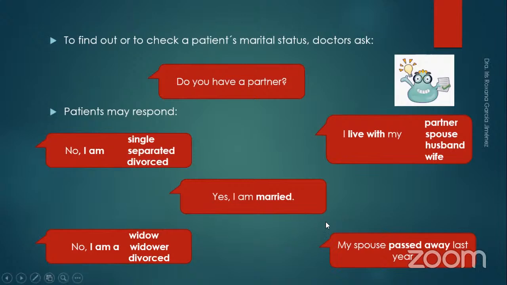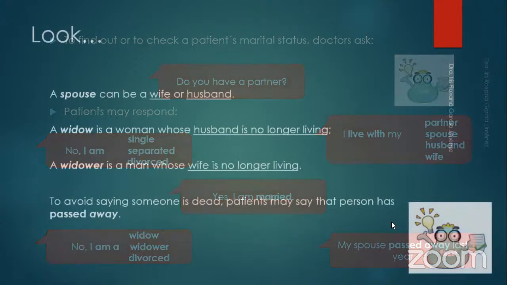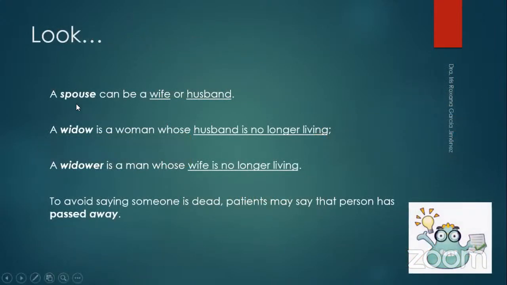Or you can receive this answer: "My spouse passed away last year." Okay, let's check the meanings. Look, spouse can be wife or husband, no matter. That's why it's general. Similar to partner, spouse is the word that is useful.